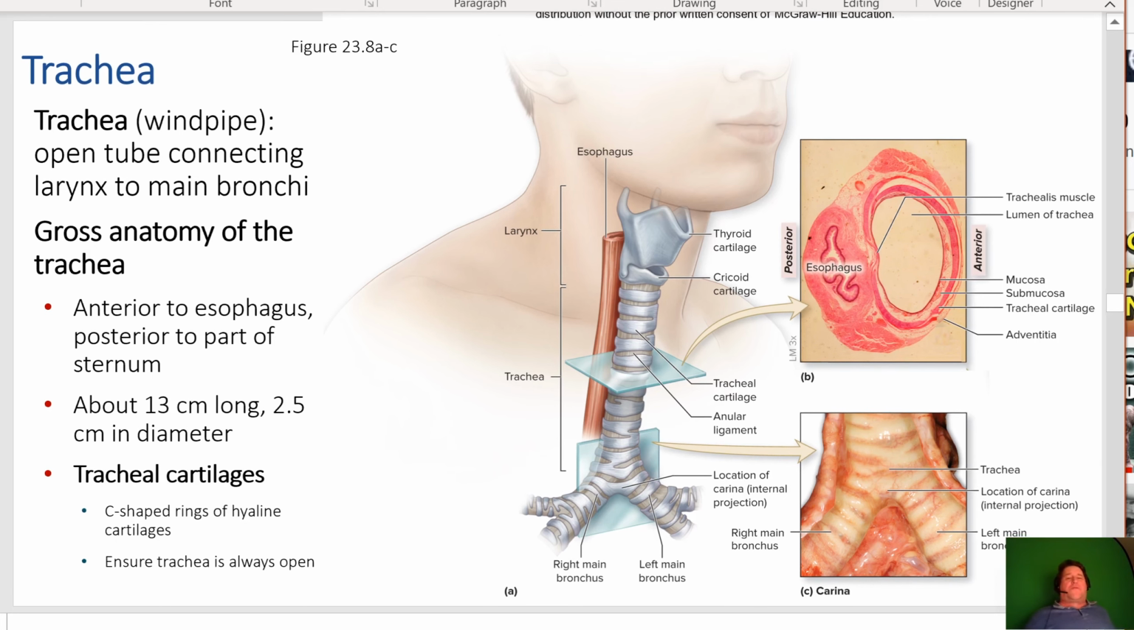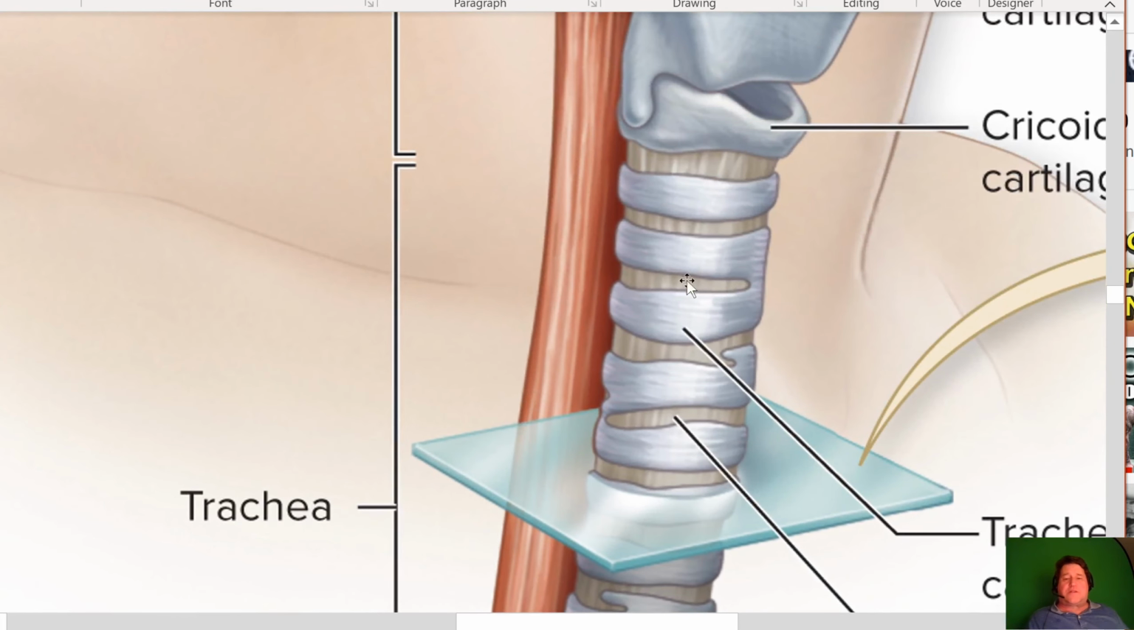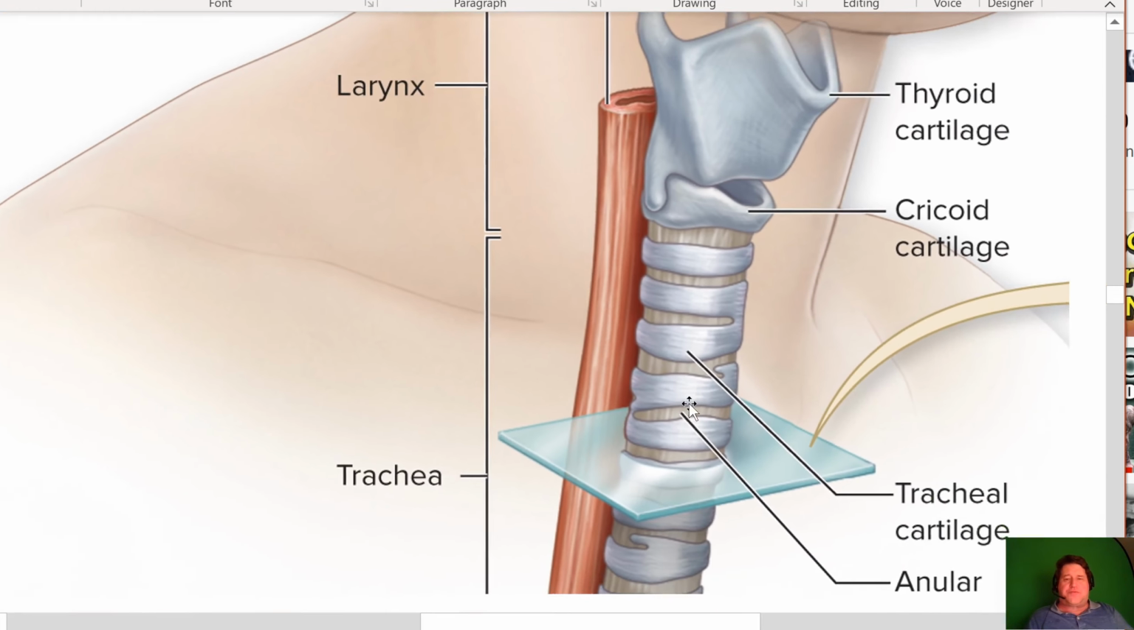So from the larynx, we go to the trachea or the windpipe, open tube connecting the larynx to the main bronchi. So this is the one long stretch of the respiratory tract that is opened with the C-shaped ring of cartilage, and they're held together with these bands of connective tissue. Okay, looking a little bit closer on this. So they're held together with bands of connective tissue in these C-shaped cartilage rings.